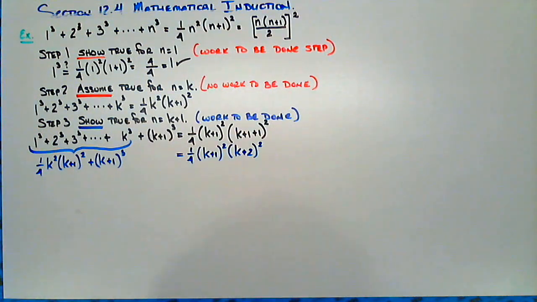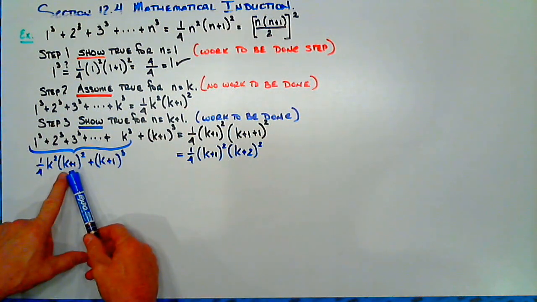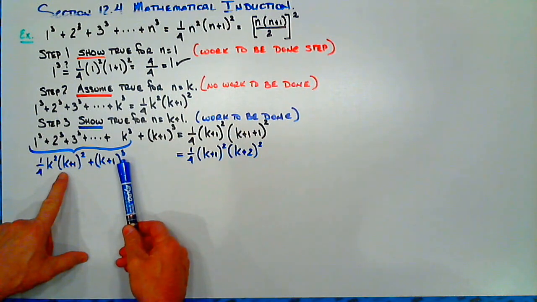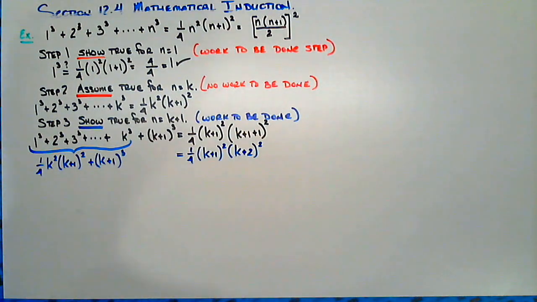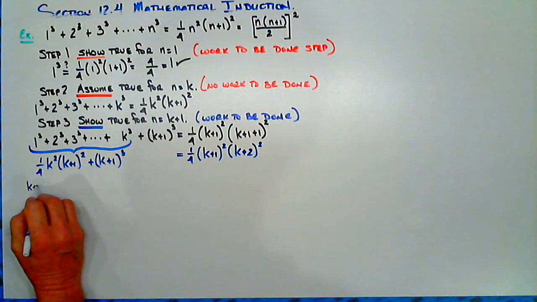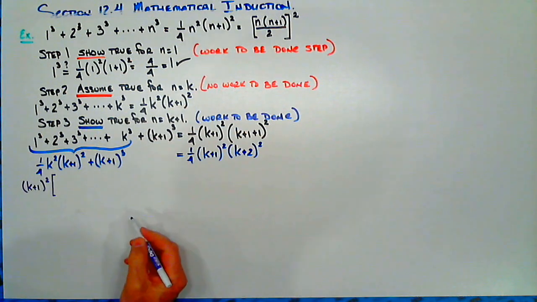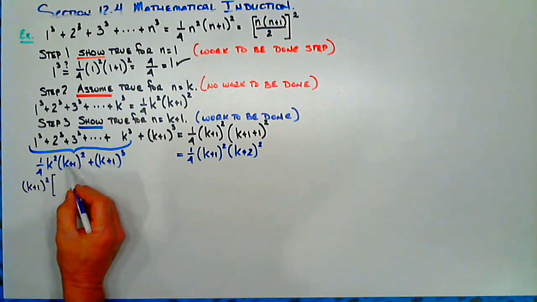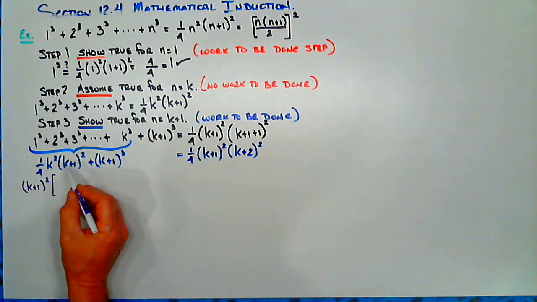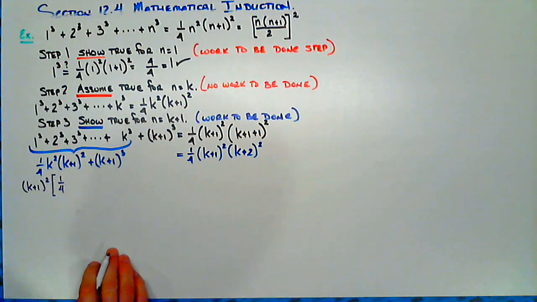Well, one thing we could do, right? We could look at this and say, well, you know what? Okay, hold on. There's a k plus 1 squared here. There's a k plus 1 cubed here. I could factor out a k plus 1 squared. So maybe I could take out a k plus 1 squared. Now what does that leave me when I do that? When I take a k plus 1 squared out of here, I'm going to have a 4th left, aren't I? I'm going to have a 4th. And I'm going to have a k squared.